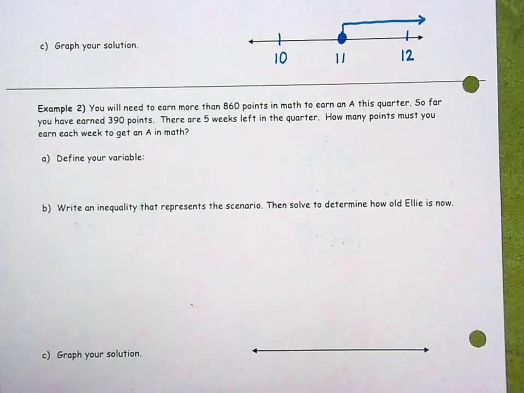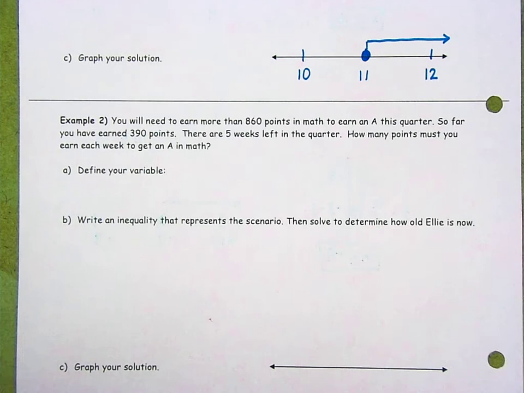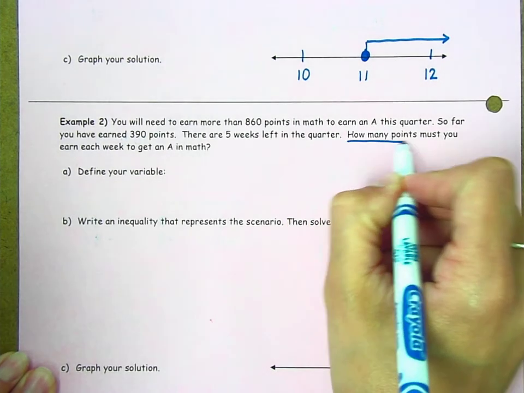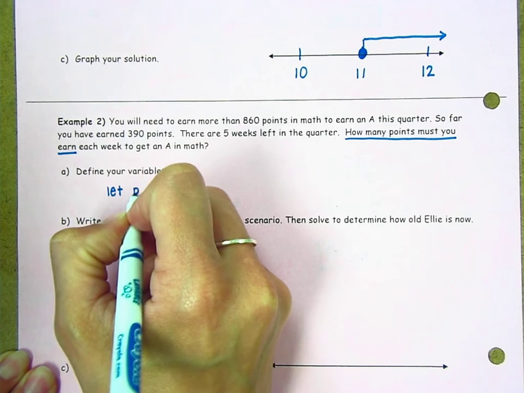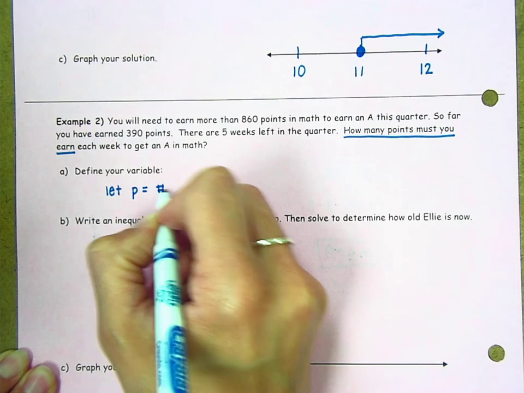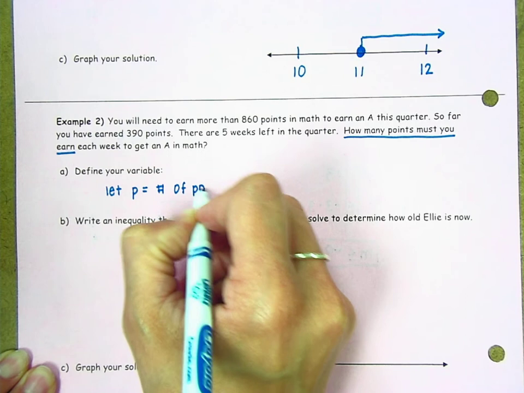So you will need to earn more than 860 points in math to earn an A this quarter. So far, you have earned 390 points. There are 5 weeks left in the quarter. How many points must you earn each week in math to get an A? So let's start by defining our variable. We need to figure out how many points must you earn. So I'm going to let P equal the number of points needed.